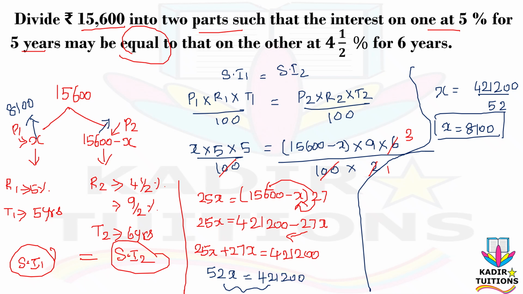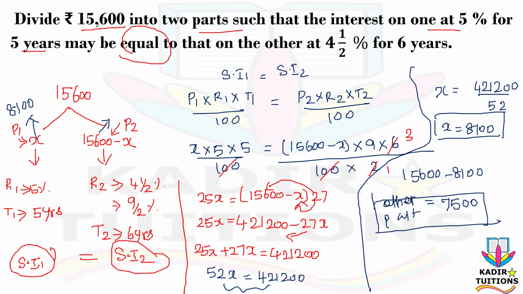It's nothing but 15,600 minus the first part. What is the amount over here? It is 7,500. So this is our second part. The other part is going to be 7,500. So this 15,600 has been split into 8,100 and 7,500. This is the answer for this question.